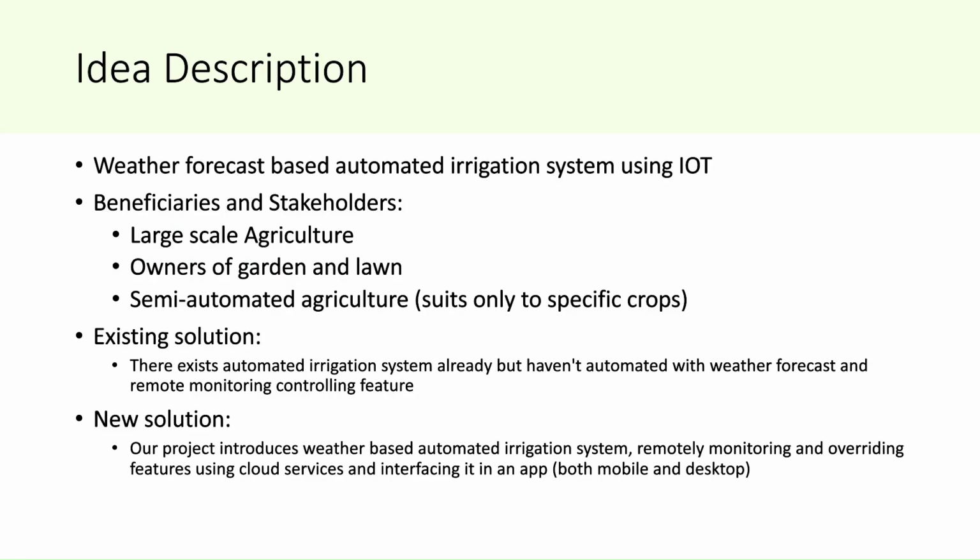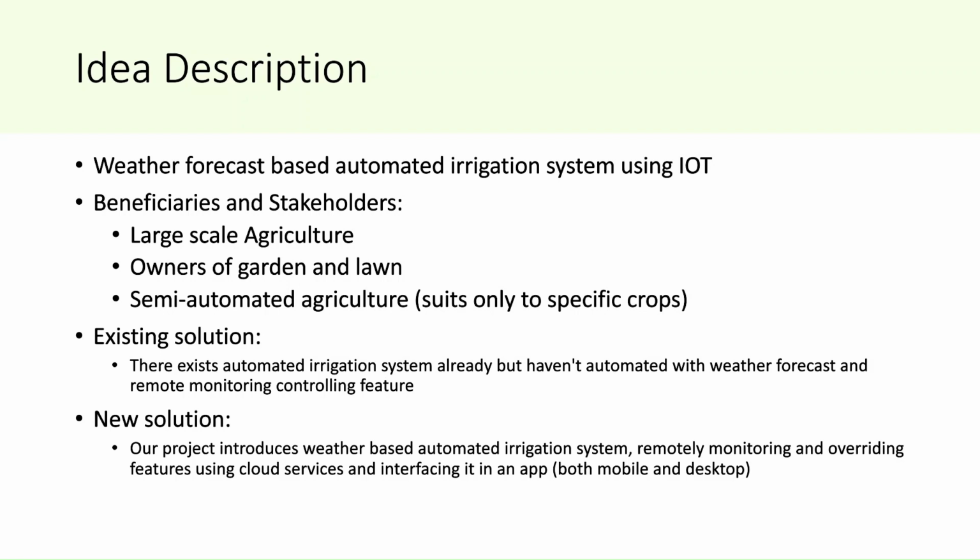This is an automated irrigation system which is capable of optimizing the irrigation schedule based on weather forecast, and it provides facilities such as remote monitoring and also contains overriding features, and this is being made sure by cloud services, and we interface it with an app so that it's easy for the consumer to use. This project is mainly targeted for large scale agriculture and owners of plantations and semi-automated agriculture facilities.